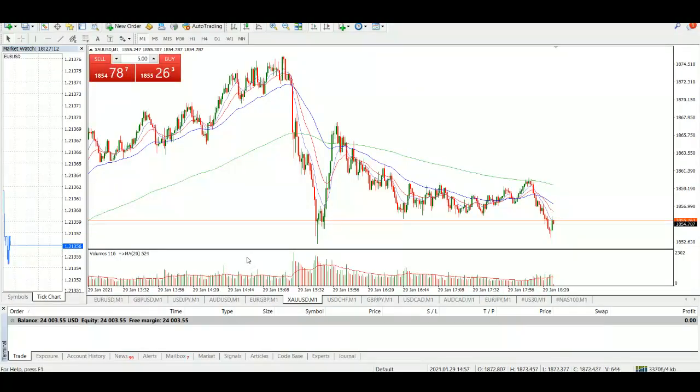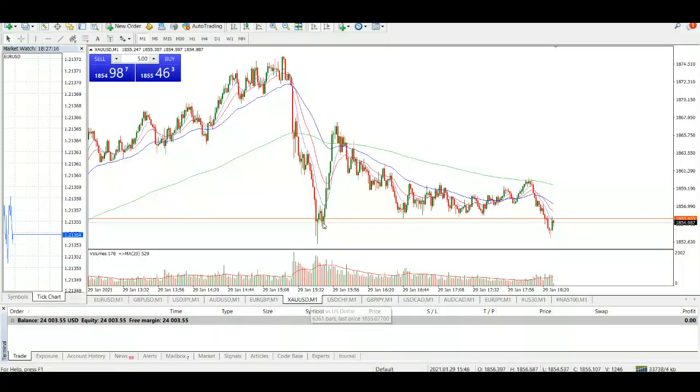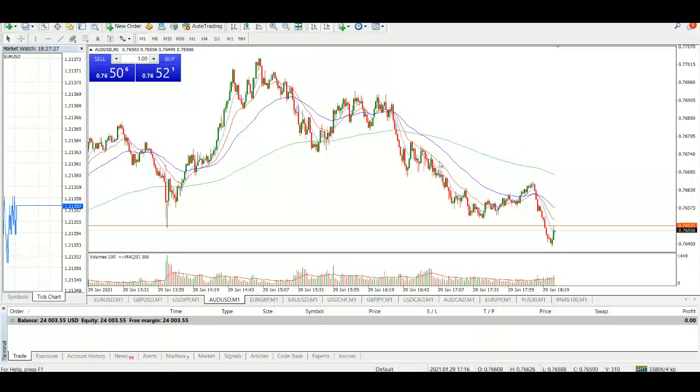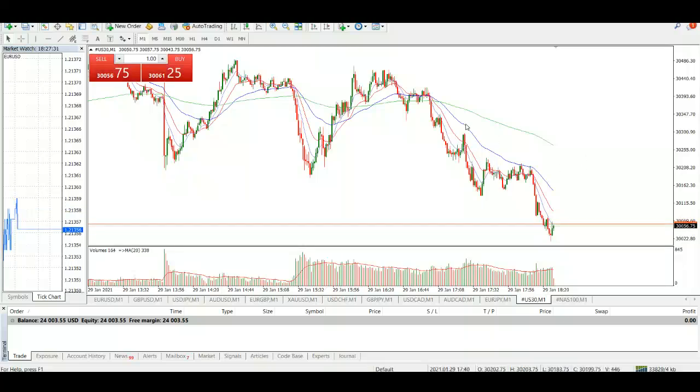You are scalping. In metals, choose XEU dollar, and in indices, you can trade US 30. Take a look, it's now in a downtrend, US 30, the same as AUD dollar. That's what I was talking about. When one chart is in trend, it's very often that the others are also in trend.